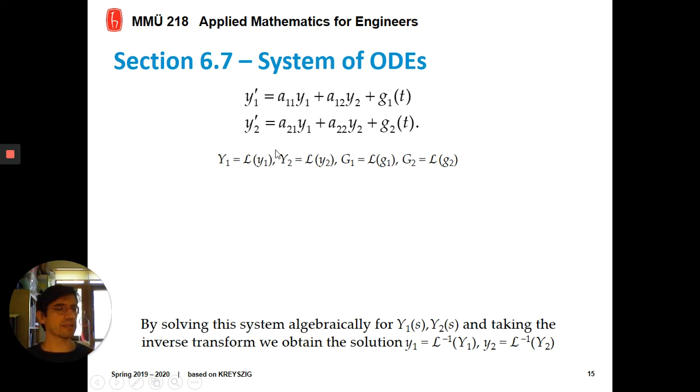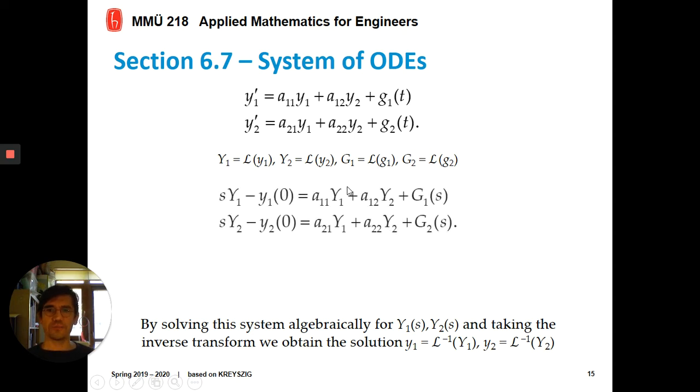Actually, you probably had done this in eigenvalue problems in ODEs before. If you put it in this form and take the Laplace of everything and define Laplace of y1 as capital Y1, y2 as capital Y2, and so on and so forth, you can reach some expressions like this. The left hand side is obviously sY1 minus y1 at 0 and y2 at 0, and the right hand side is just taken the Laplace of all those functions.